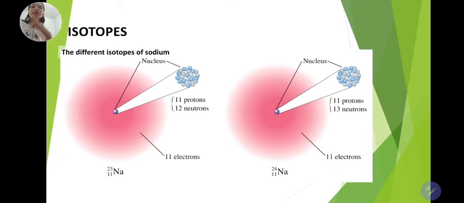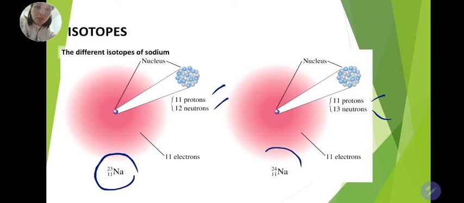So, ito yung representation ng different isotopes of a sodium atom. So, we have here 11 protons and 12 neutrons. And then, on the other isotope, we have 11 protons and 13 neutrons. Okay, so we have sodium 23 and sodium 24. These isotopes exist in nature. Okay.